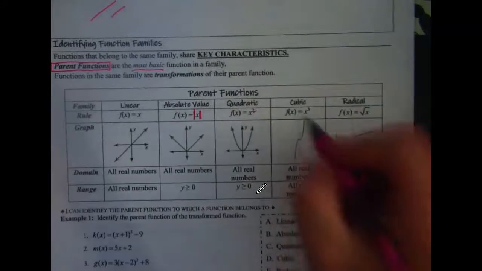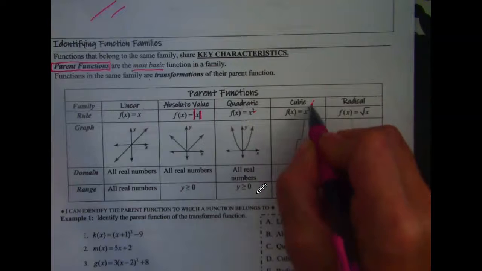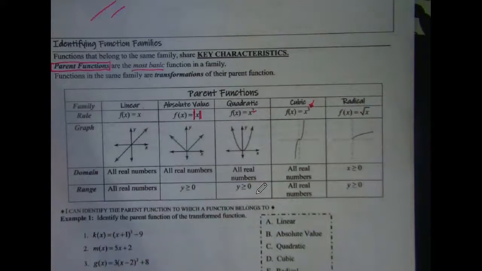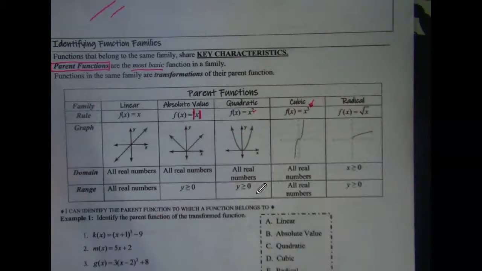All right, next we have a cubic function. That's where we see the 3. And the graph kind of looks like this. It goes one way and then it switches and goes the other. That's a cubic one. And then we have our radical numbers.